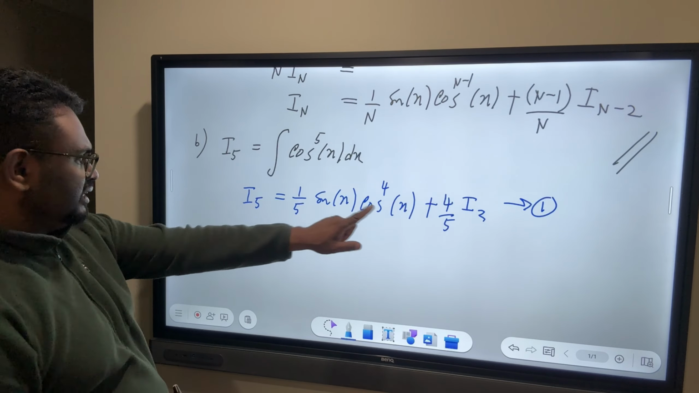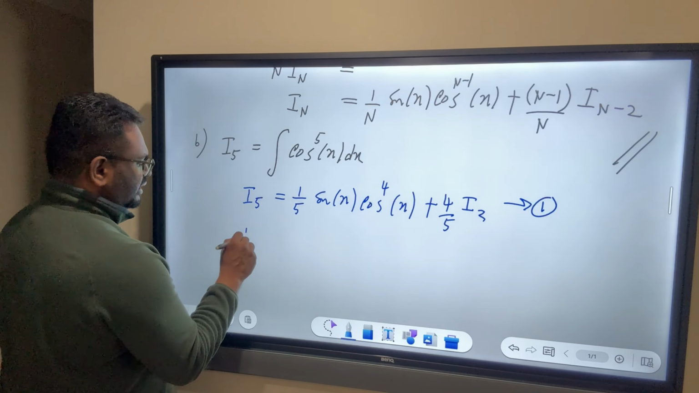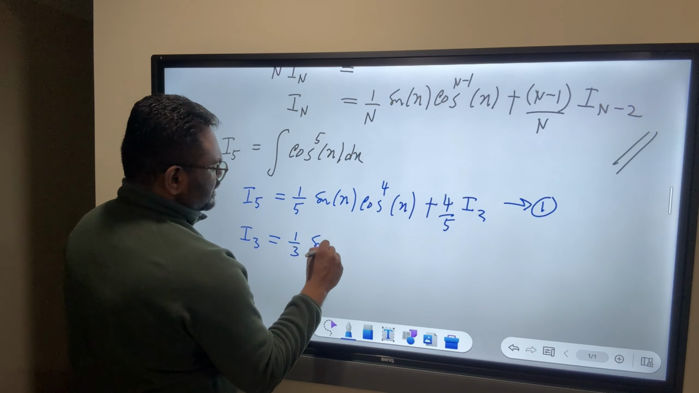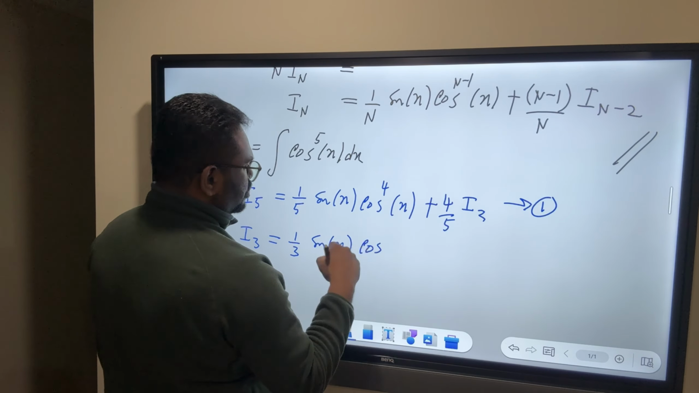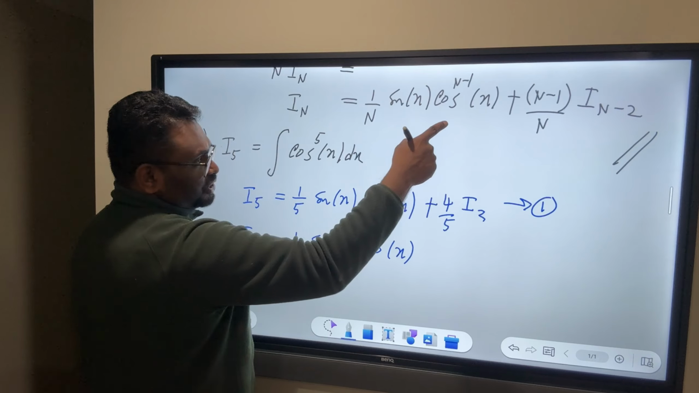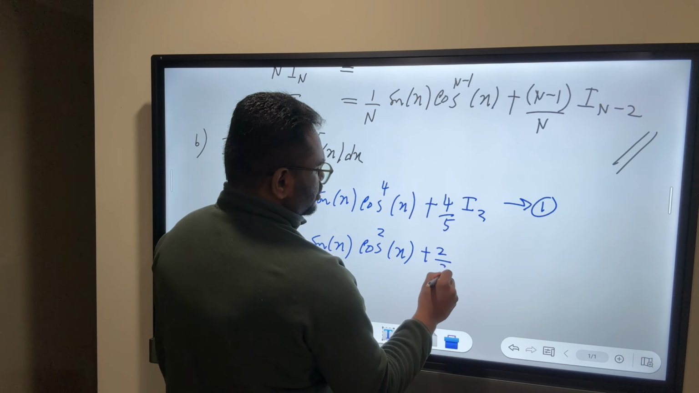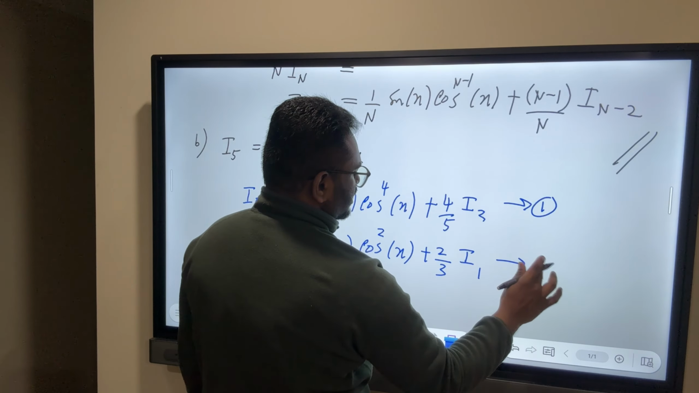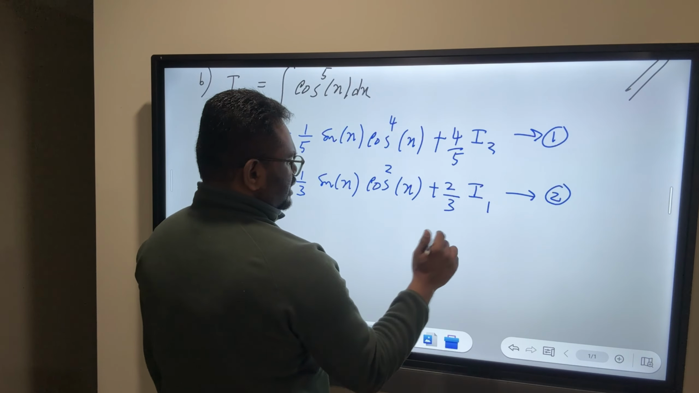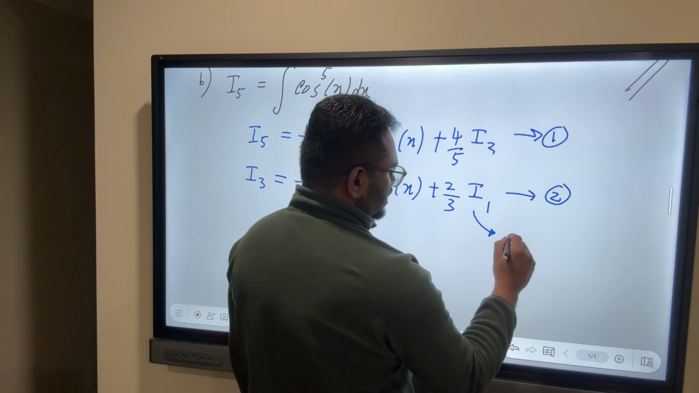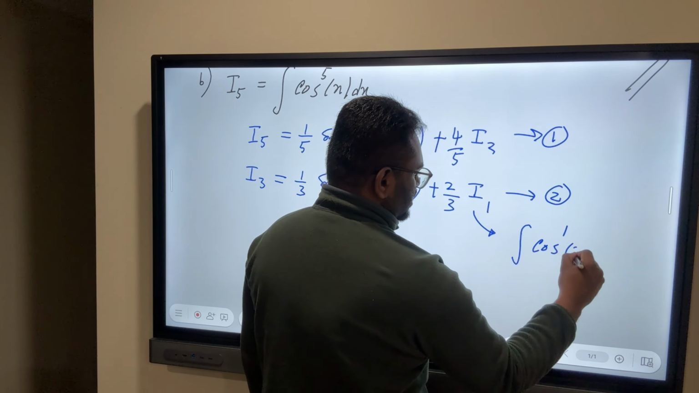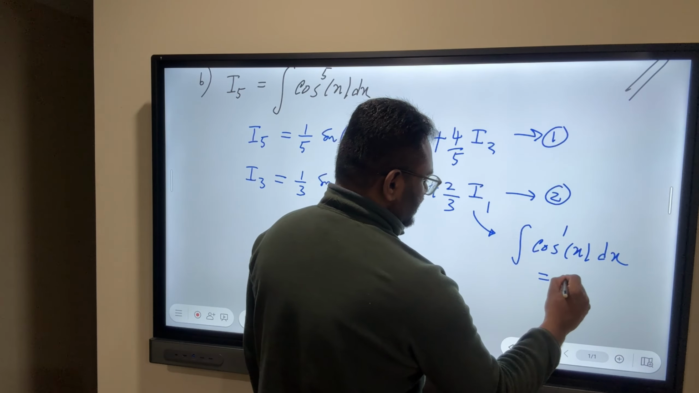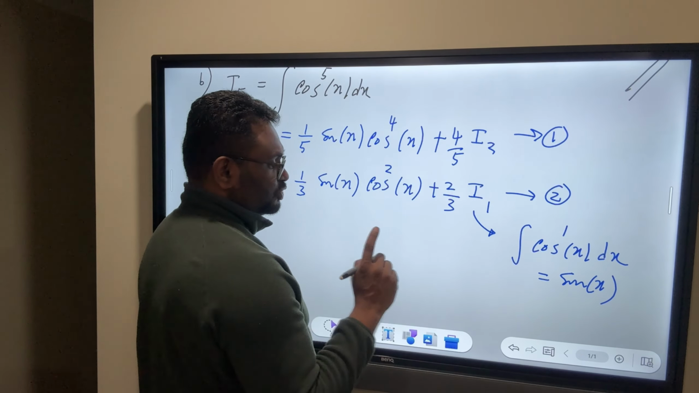Cool. So we need to evaluate this. So I_3 we can write similarly. So I_3 is going to be, again we are going to use this, 1 divided by 3 sine x, then it's going to be cos squared x. When you put 3 over here, 3 minus 1 is 2, so 2 divided by 3, and that's going to be I_1, since 3 minus 2 is 1. This is my second equation. Let's think about what is I_1. Okay, so I_1 is integral cos x dx. Okay, so integral cos x dx is nothing but sine x. Cool. So that is straightforward.